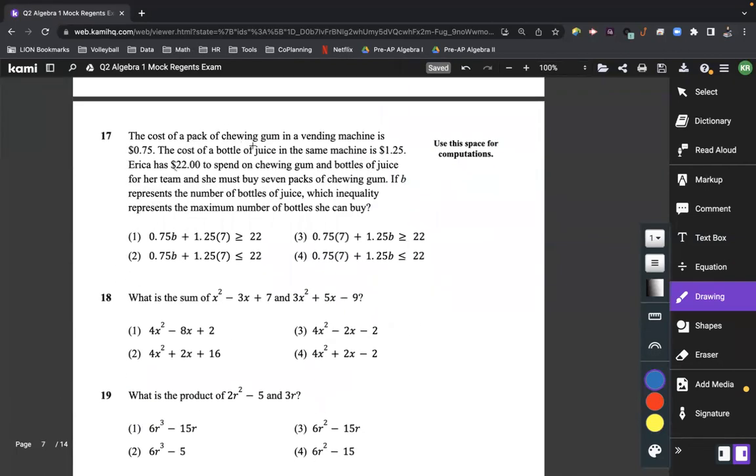The cost of a pack of chewing gum in a vending machine is 75 cents. The cost of the bottle of juice in the machine is 125. So Erica has $22 to spend on chewing gum and bottles of juice for her team. She must buy 7 packs of chewing gum. So this is the gum and this is the juice, okay? If B represents the bottles of juice, okay, I take it back. That's B, not J.